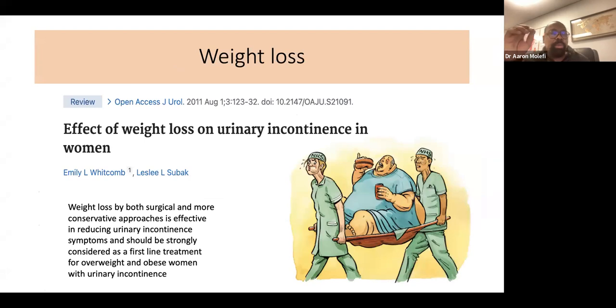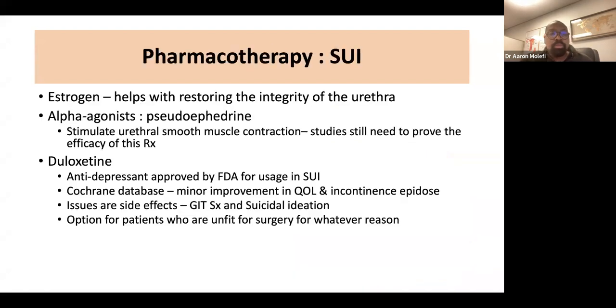There are some epidemiological studies that have shown that weight loss is very effective in reducing urinary incontinence in women, right? Both surgically or otherwise, it's effective in reducing urinary incontinence symptoms and should be strongly considered as the first line treatment for overweight and obese women with urinary incontinence, right?